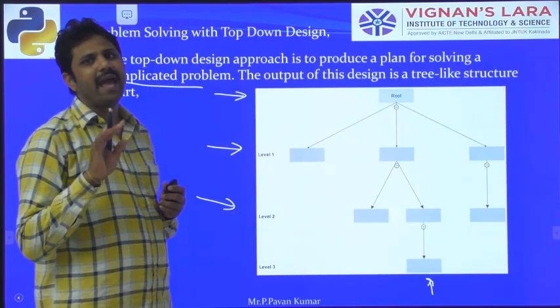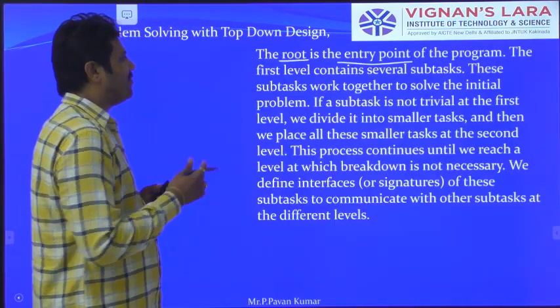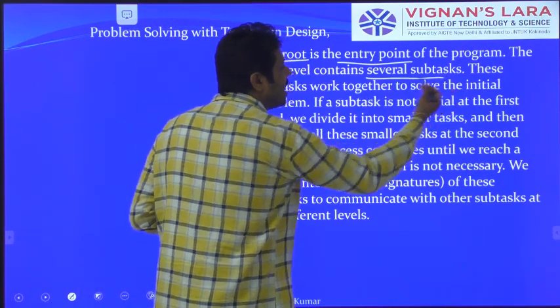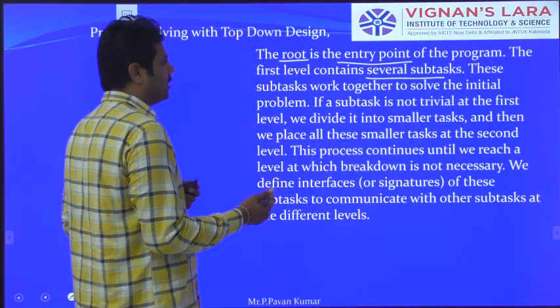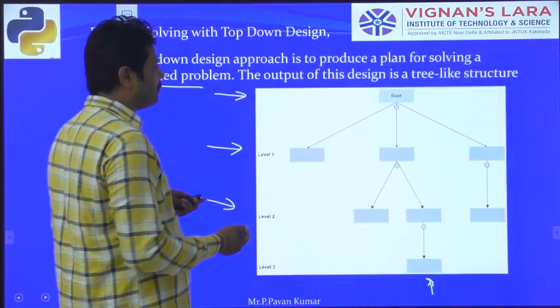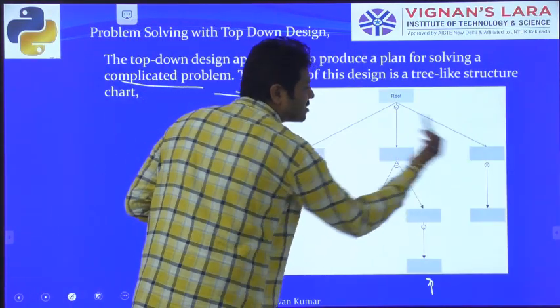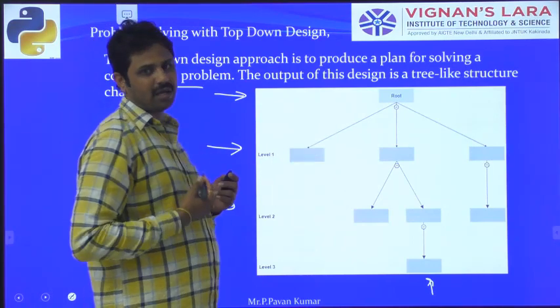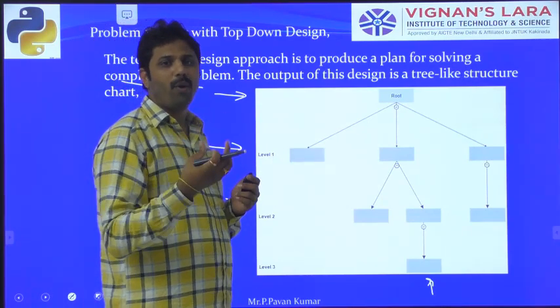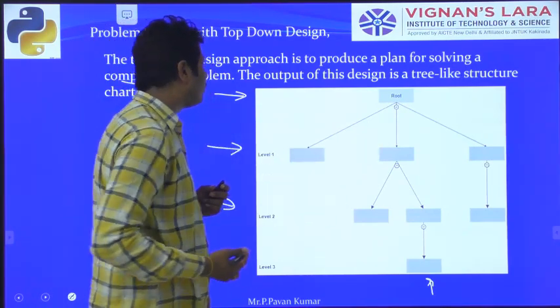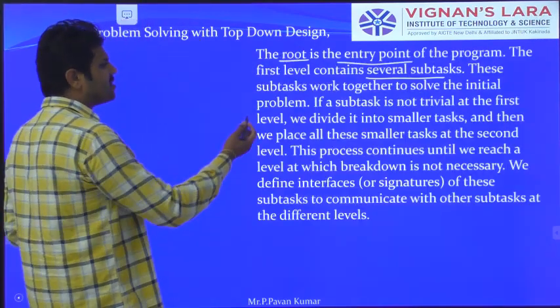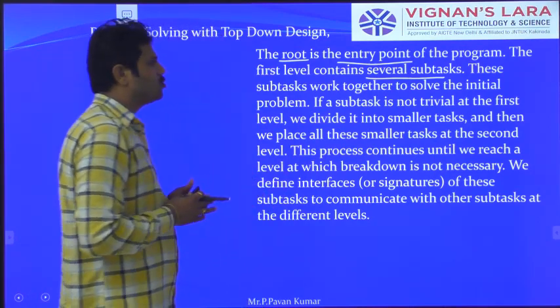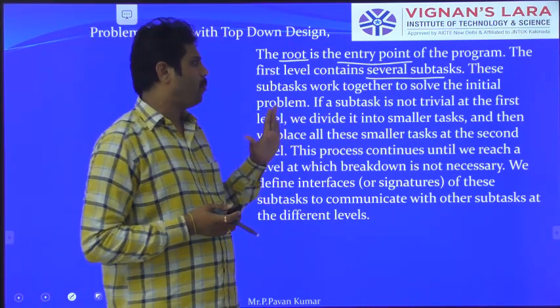This root is the entry point of the program. The first level contains several subtasks. The problem is going to be divided into several subtasks. Subtasks means task 1, task 2, task 3, and so on, n number of tasks. Based on the problem, it is divided into a number of tasks. We simply call it level 1. These tasks work together to solve the initial problem.